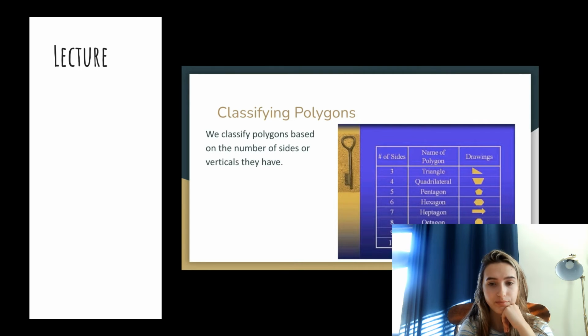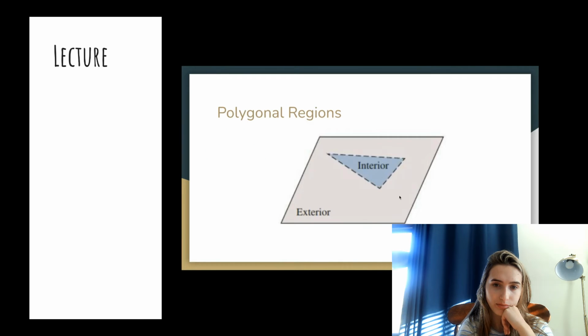If it has 9 sides, it's a nonagon. And if it has 10 sides, it's a decagon. And so on. So each polygon has polygonal regions. There's an interior and an exterior of all polygons.